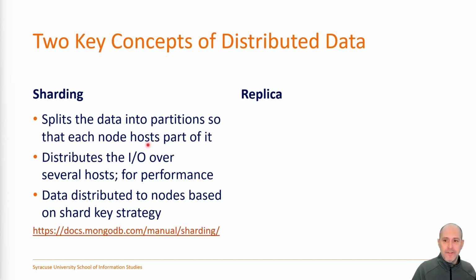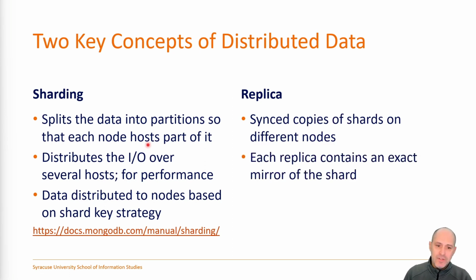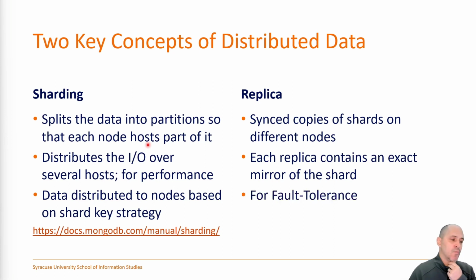So what is a replica then? A replica is a synced copy of a shard. Each replica contains the exact mirror of what's on the shard, and we do this for fault tolerance. So again, going back to the student example, let's suppose I have a 3-node cluster, and I write all of the biology students to node number 1, and I say there are 2 replicas of that shard. Then those biology students are also on node 2 and 3 as a backup, if you will.